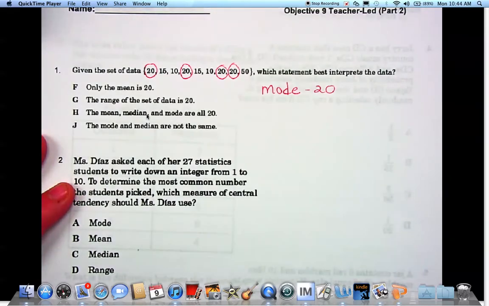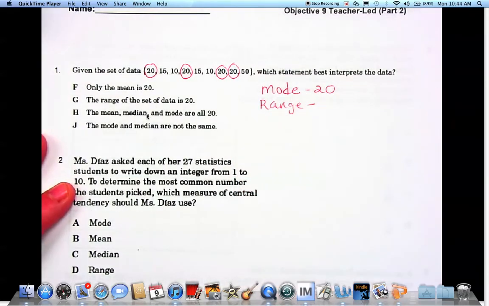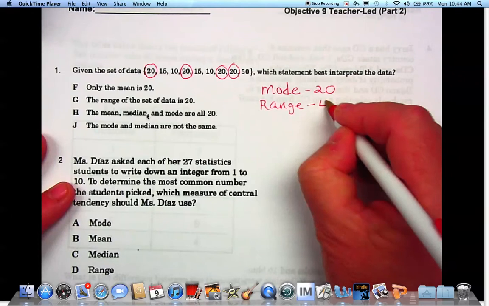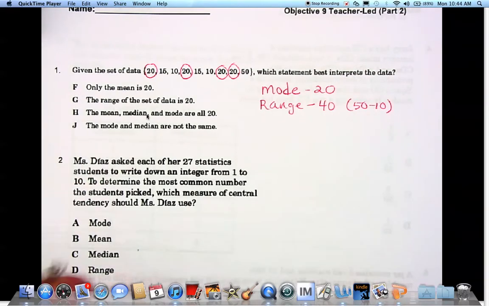Okay, the range of the set of data is 20. No. What's the range? The biggest minus the smallest. 50 minus 10? So 40. Okay. The mean, median, and mode are all 20.